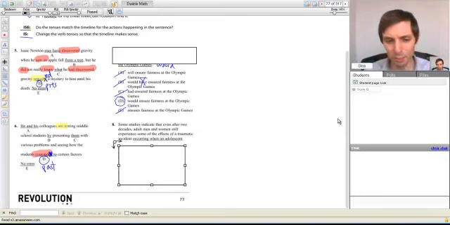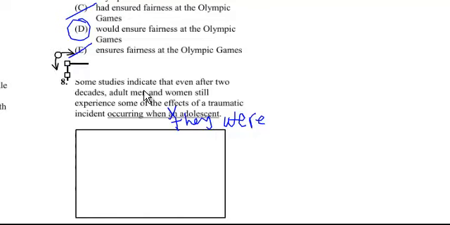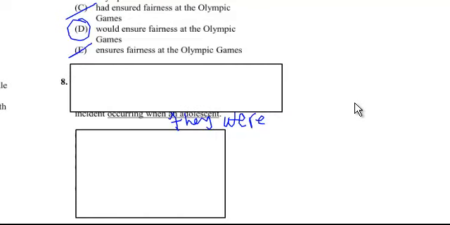We're trying to say that adult men and women still experience some of the effects of a traumatic incident that occurred when those men and women were adolescents, right? It kind of makes it sound like now that the incident was an adolescent, which is obviously not what we mean. So how could we fix that? Yeah, we could say something like, when they were adolescents, right? Then we're clearly talking about the men and women being adolescents. There's no confusion there. Now, that may not be the exact fix that the answer choice is going for, but it certainly does fix the problem. It should make it easier for us now to eliminate answers that don't fix the problem.